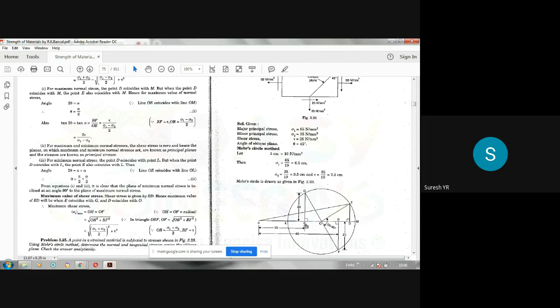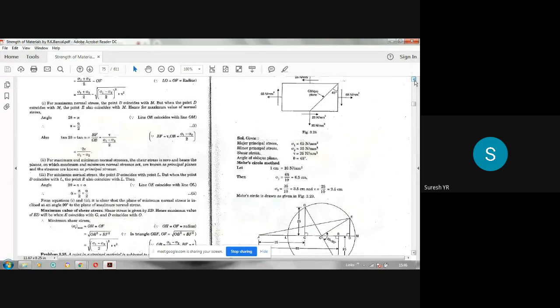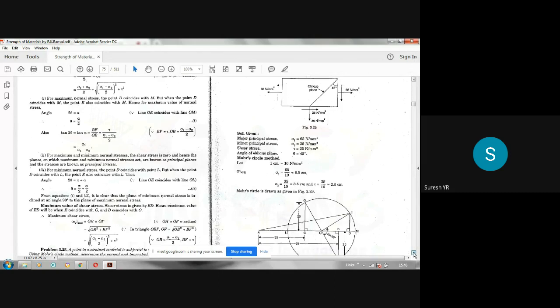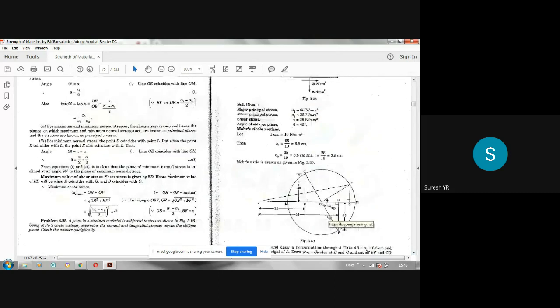So second step, draw CG is equal to BF is equal to tau. 25 means 2.5 centimeter. Keep it in mind that at one point it has to be drawn above, at the other point it has to be drawn below, because shear forces will be acting in opposite directions like this. If we consider two edges, if it is given like this here, it will be like this here. That's why we have to plot the shear stress in the opposite directions, above and below the x-axis.